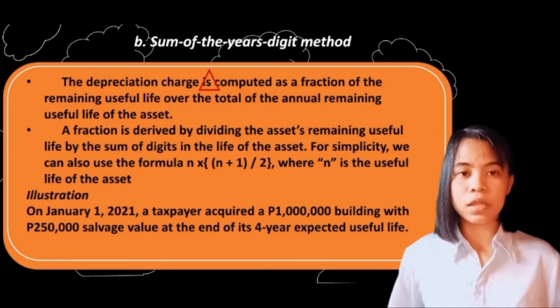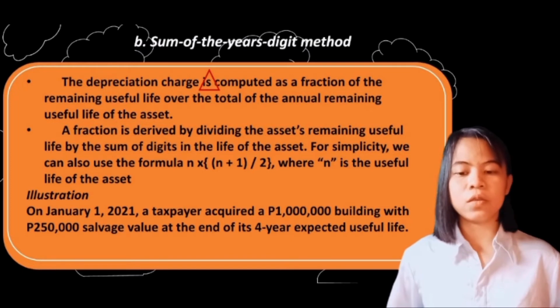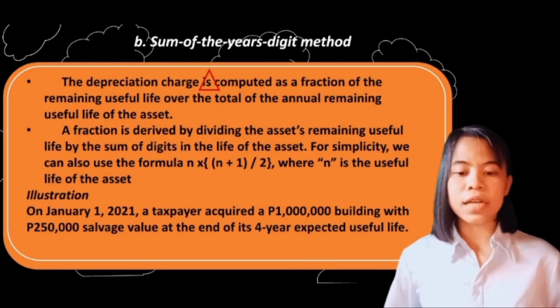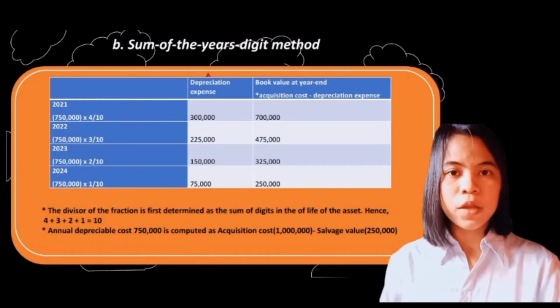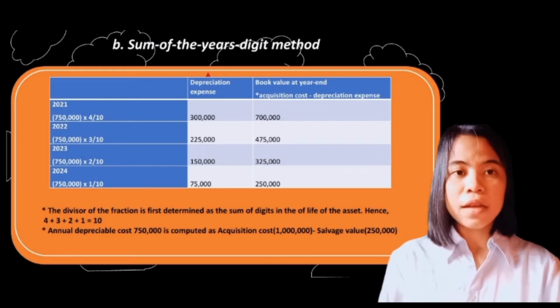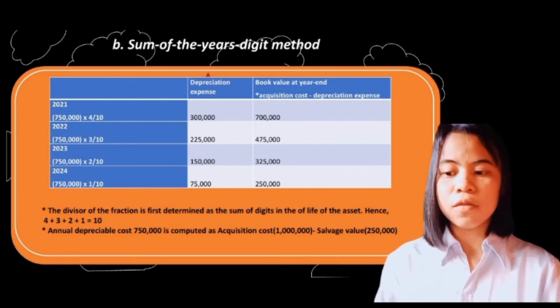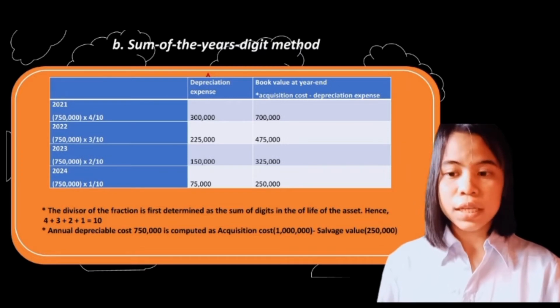Illustration, on January 1, 2021, a taxpayer acquired a 1 million building with 250,000 salvage value at the end of its 4-year expected useful life. For year 2021, the depreciation expense is 300,000. Paano nakuha? 750,000 yung depreciable cost natin times 4 over 10.